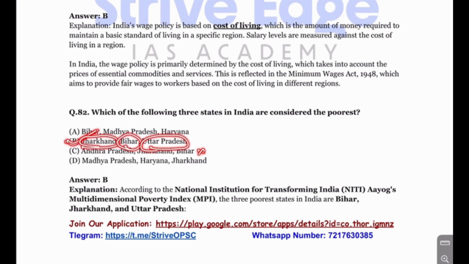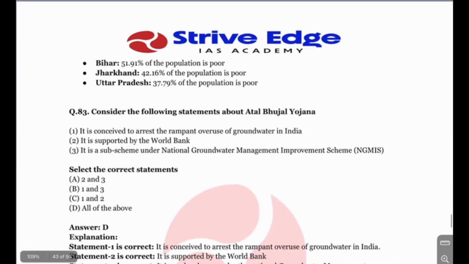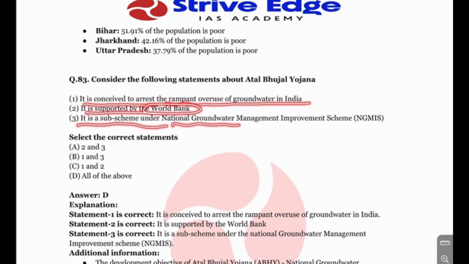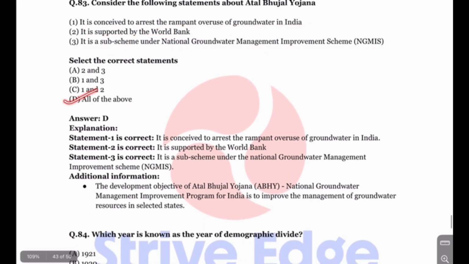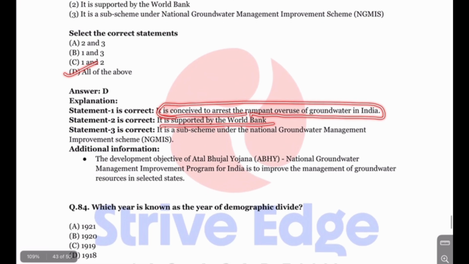Okay. So next, which of the following statements is about the Atal Bhujal Yojana? So what are the objectives? It is conceived to arrest the rampant overuse of groundwater in India. It is supported by the World Bank. It is a sub scheme under the National Groundwater Management Improvement Scheme. So the answer is all the three, because it is conceived to arrest the rampant overuse of groundwater. Then statement 2, supported by World Bank. Okay, so all statements are correct.